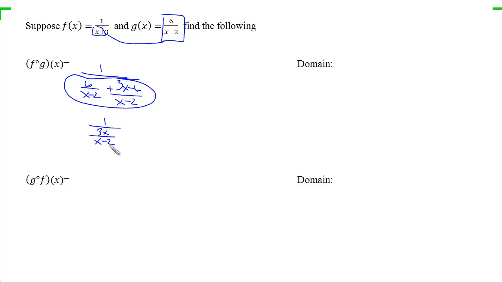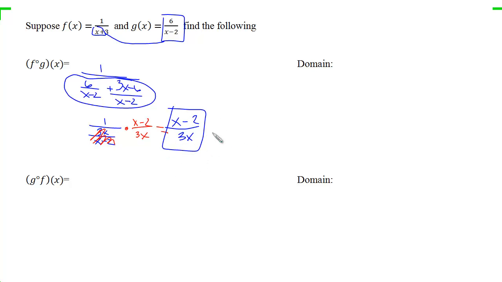So now I have 1 divided by this quantity. So instead of dividing by a fraction, I'm going to multiply by the reciprocal. And then when I write this out, I have x minus 2 over 3x. So here's my solution then, x minus 2 over 3x.